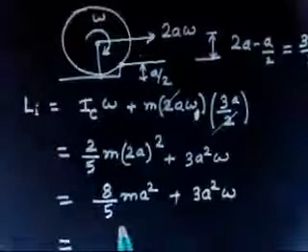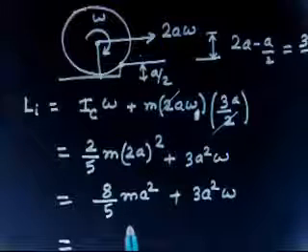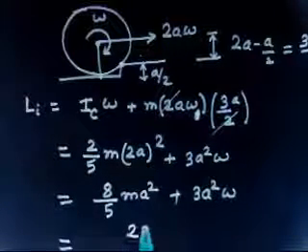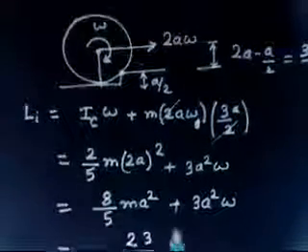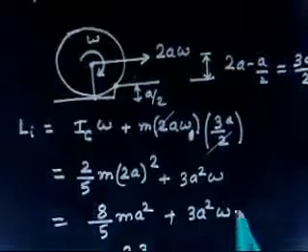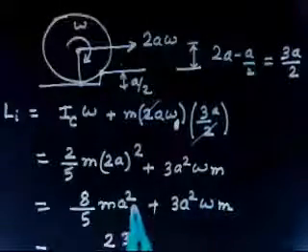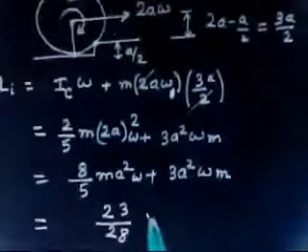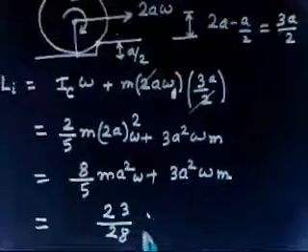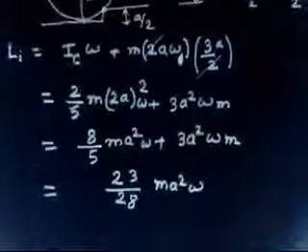Now further you do this calculation, so we will have 15 plus 8, 23. Are you getting or not? There will be omega also, and m also here. So I have to write m here, and also m here, and there will be a omega here, ma square and omega. So we will have 15 plus 8, 23 ma square omega. So this is the initial angular momentum.